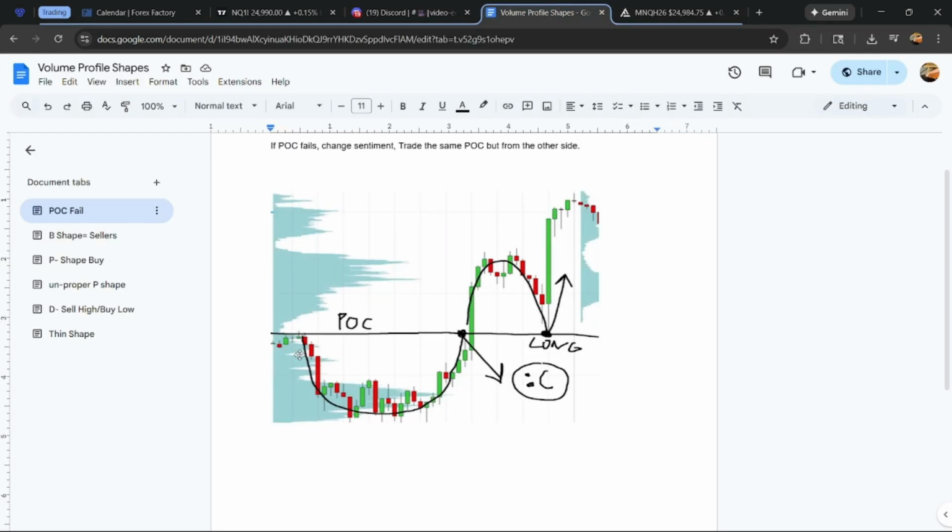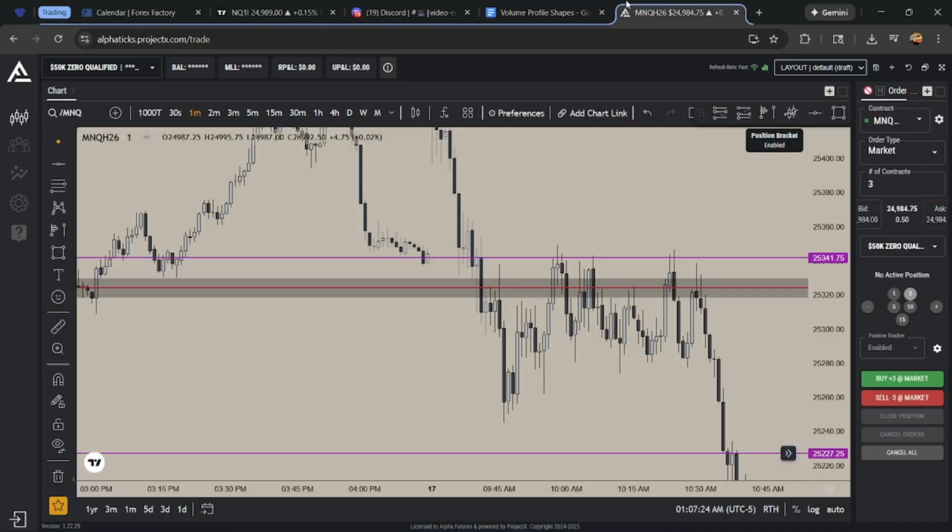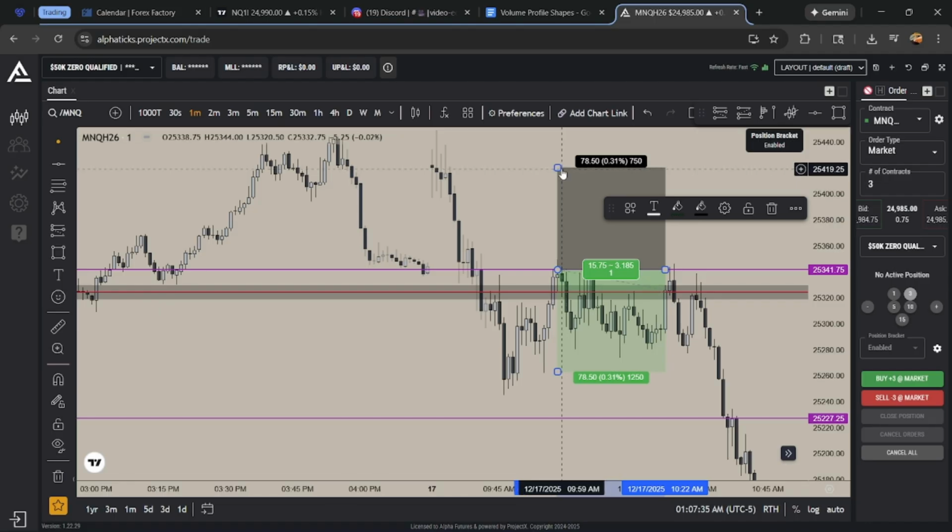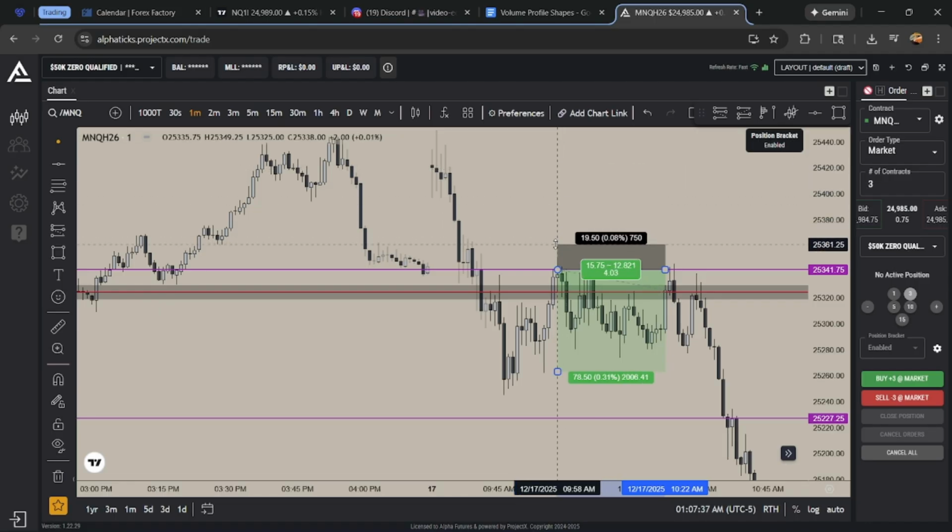So like this picture, we broke it and retested it. What do we do here? We break the previous day value area high. What are we simply waiting for? Just a retest. I normally run about a 20-point stop here.